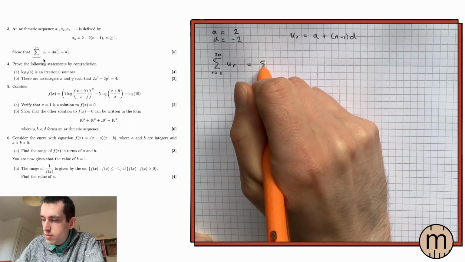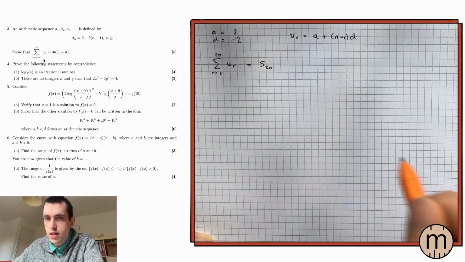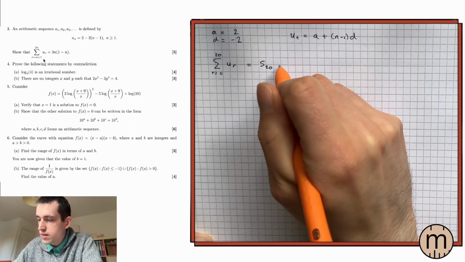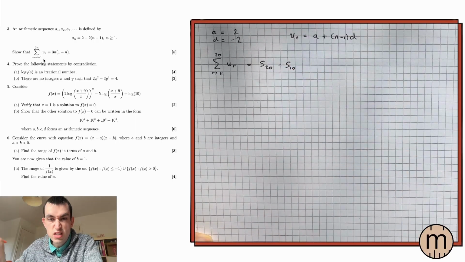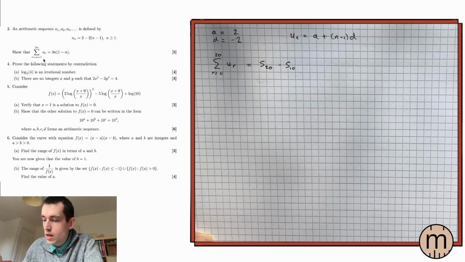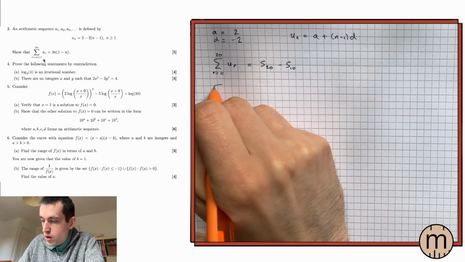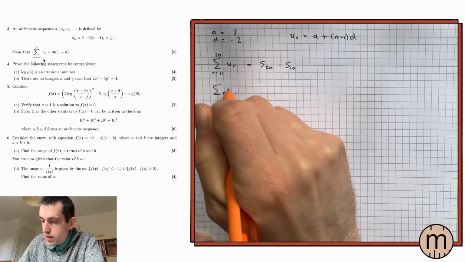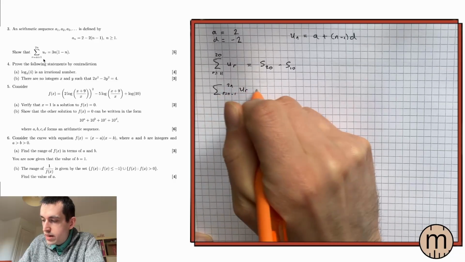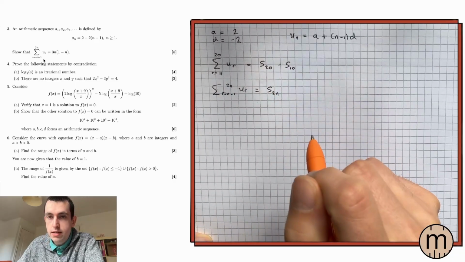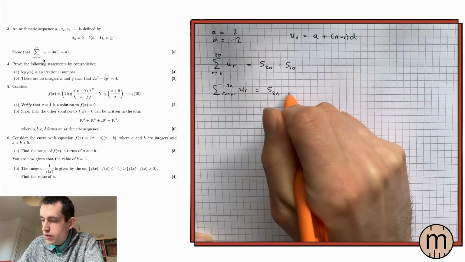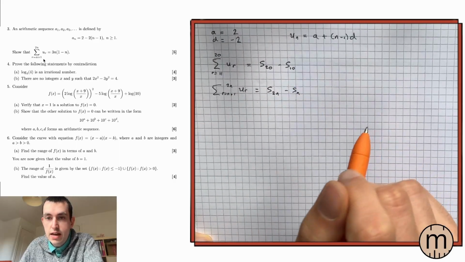Well, you'd need to sum up all the first 20 terms of the sequence, and then you'd need to minus the first 10, because you don't care about them. Well, it works in exactly the same way. We want to sum up the first 2n terms, S2n. What do we want to get rid of? We want to get rid of the first n. We don't care about them.